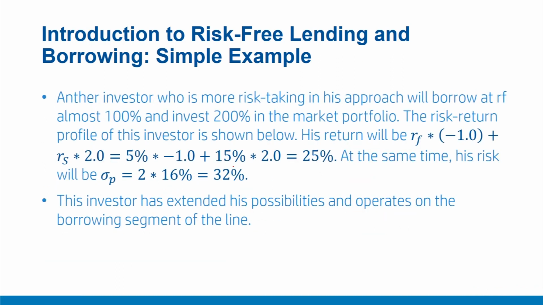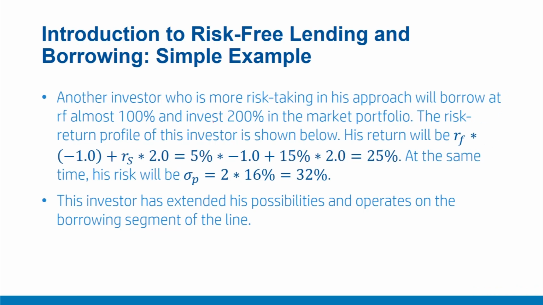Now consider another investor who is more risk taking in his approach. This risk taking investor would like to borrow at RF almost 100%, which is equal to his initial wealth, and invest the total amount, that is 100% of borrowed money plus 100% of his initial wealth, that is overall 200%, in this market portfolio S. And therefore we can easily compute the risk return profile of this investor in the following manner.